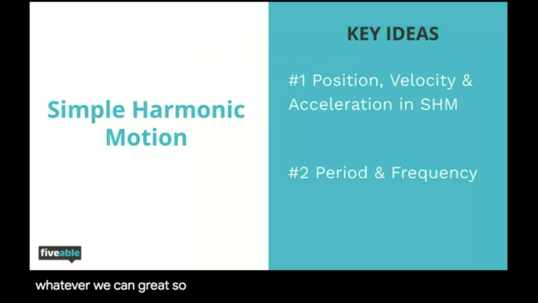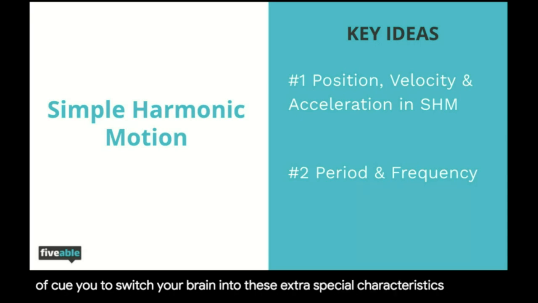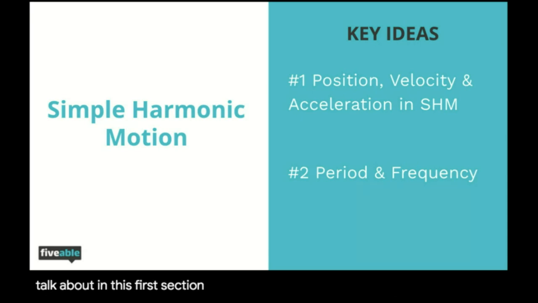Great. So let's dive in. First, let's talk about simple harmonic motion generally. When you see the word simple harmonic motion, there's going to be some special characteristics of this motion that we can talk about. It should cue you to switch your brain into these extra special characteristics that we'll talk about in this first section. The first thing we'll talk about is the actual motion variables. So we'll talk about position, velocity, acceleration, and then we'll talk about some new ideas called period and frequency and how we deal with those.